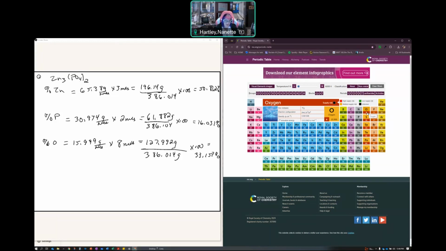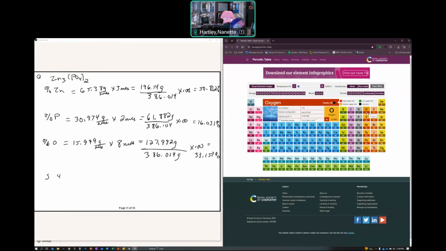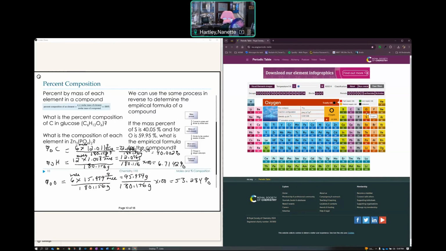All right. Now, there's one more thing that this piece of paper talks about, and it says we can use the same process in reverse to determine the empirical formula of a compound. If the mass percent of sulfur is 40.05 and for oxygen is 59.95, what's the empirical formula of the compound? So it says sulfur 40.05%, oxygen 59.95%.